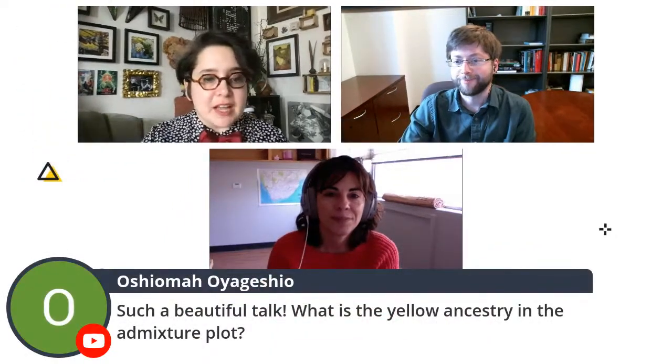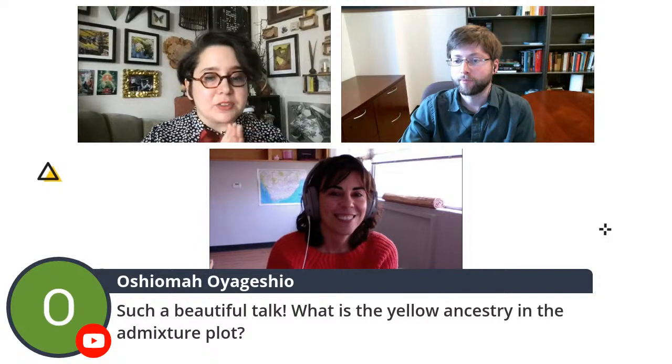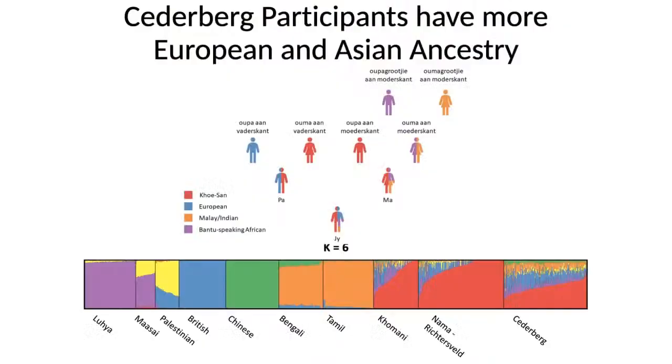Our next question comes from Oshioma. She asks, what is the yellow ancestry in the admixture plot? And I think we have the plot. Is this the correct one? Yeah. So that's, I'd call it, a Western Asian component that we see in both the Palestinians and the Maasai from Kenya. And this is representative of the spread of pastoralism from Western Asia into Eastern Africa.